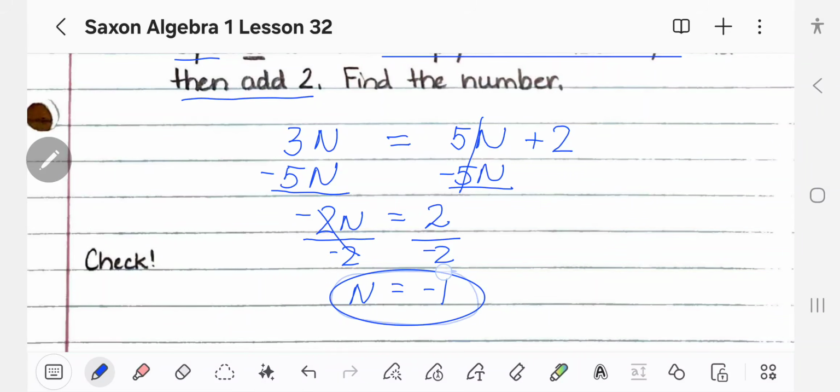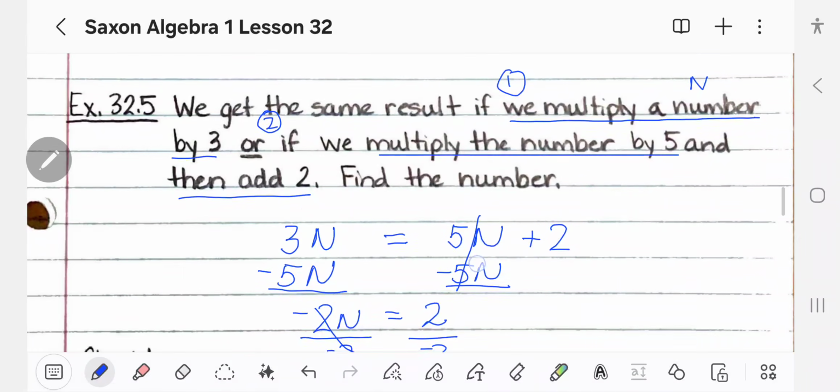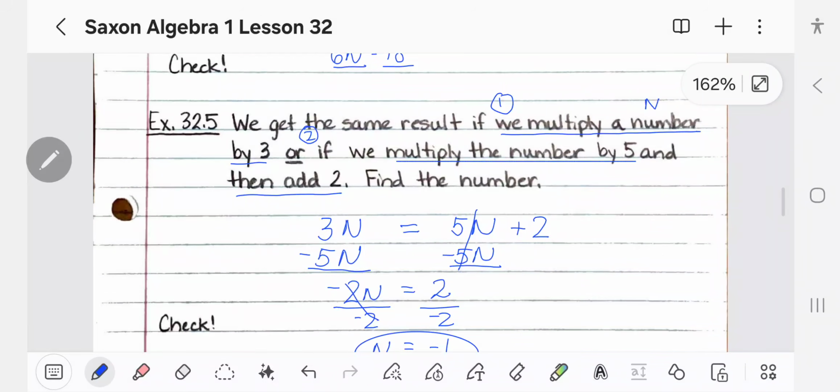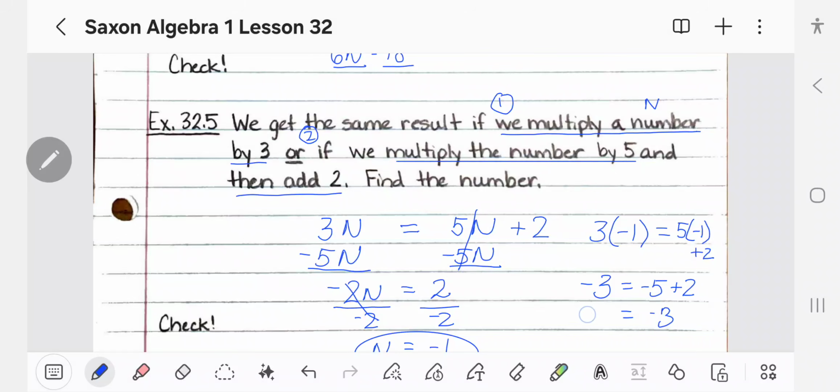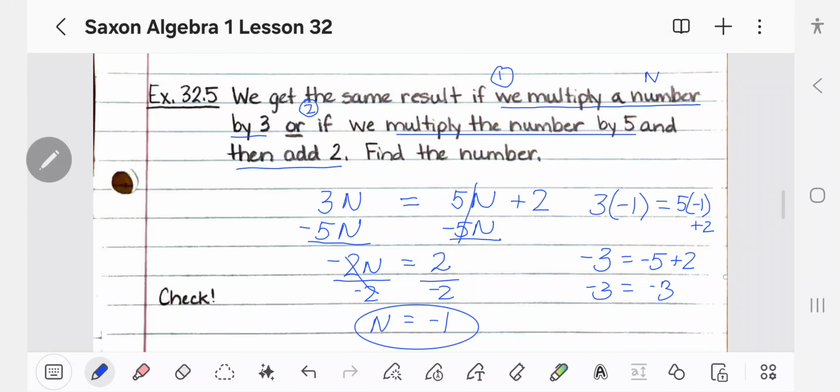That's what I think it is, so let's go back in and check it. We get the same result if we multiply a number by 3. So we're going to multiply the number that we think it is, which is negative 1, by 3. And we think that's going to be the same as if we multiply that same number, negative 1, by 5, and then add 2. 3 times negative 1 is negative 3. 5 times negative 1 is negative 5. And when we add 2 to it, we get negative 3. So we end up with negative 3 on both sides. Since both sides are equal, that checks out, and n must be equal to negative 1.